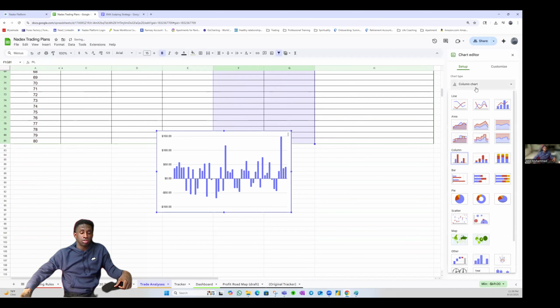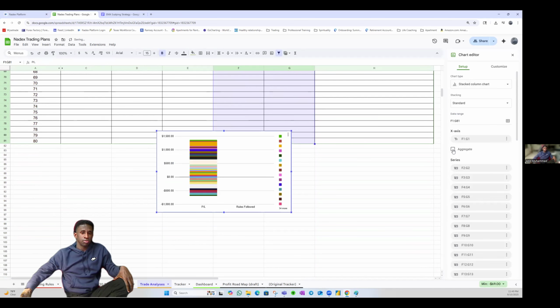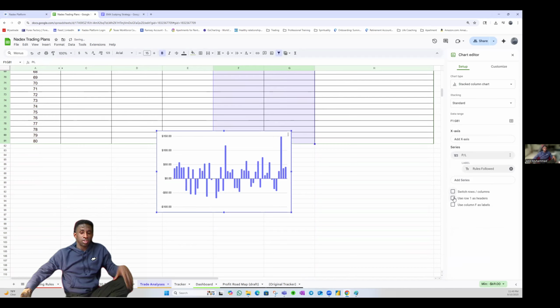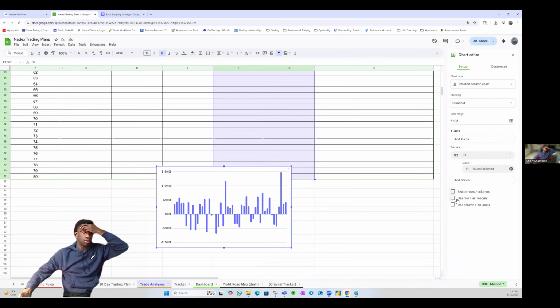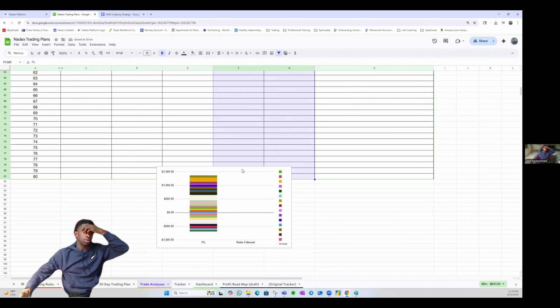Ooh, that's awful. It says use column F as the labels. Nah. Column one is headers. Nah. Why does it look like that?